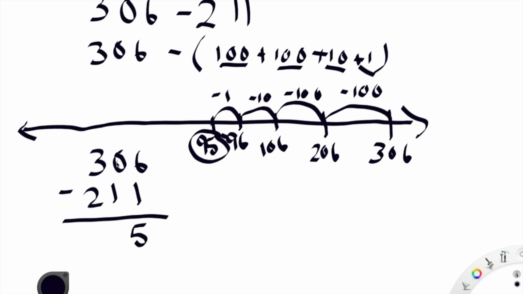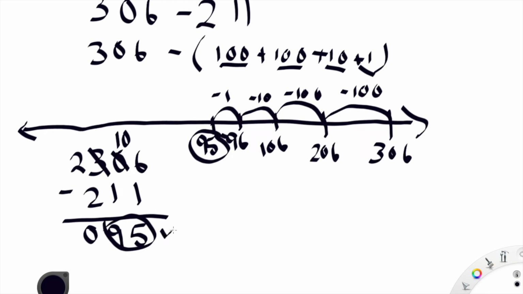In our tens place, we have a 0 on the top and a 1 on the bottom. So we're not going to be able to subtract that unless we regroup. In order to regroup, we are going to need to borrow from the hundreds place. So this will now become 2 hundreds. Instead of 0 tens, it will become 10. Now we're going to do 10 minus 1, which is 9. And then 2 minus 2, we know that is 0. And our answer is 95.